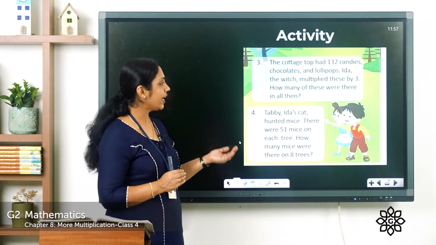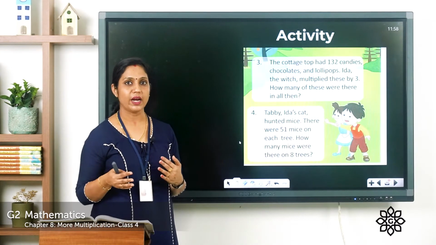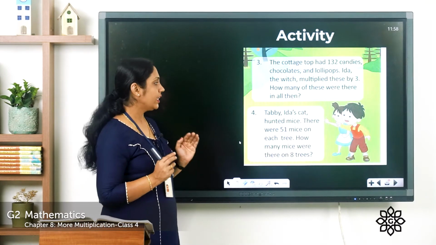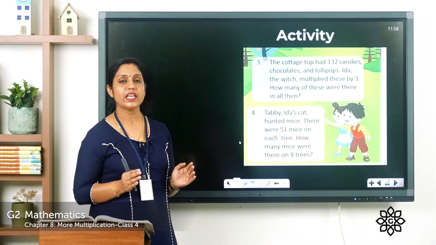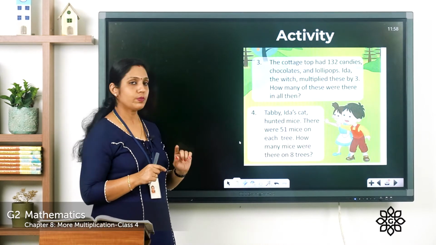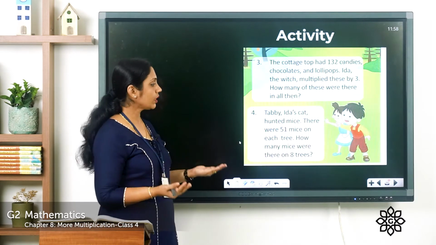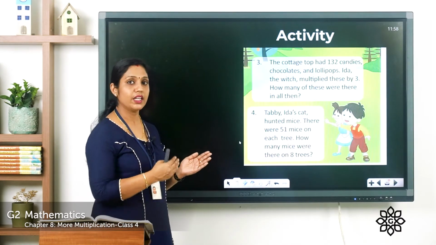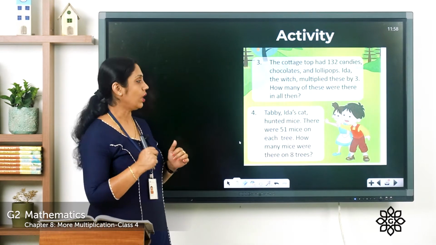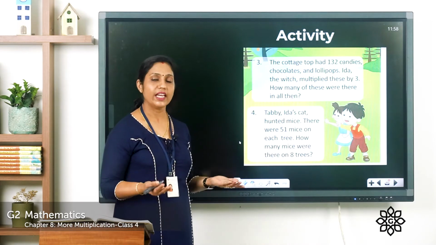So Tabby, Ida's cat, hunted mice. So usually what cats do, they hunt mice, right? So this Tabby also went for hunting mice. There were 51 mice on each tree. So on each tree, each means 1. So on one tree there are 51 mice. We have to find out similarly on 8 trees how many mice were there in all. So what you have to do, 51 into 8, you will get the answer.